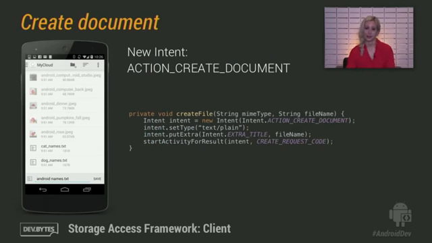Creating a document is also new in Android KitKat, and it's really straightforward. You give your intent a MIME type, a file name, and you launch it with a unique request code. The rest is taken care of for you. You get back its URI in onActivity result, and that way you can continue to write to it or whatever else you want.